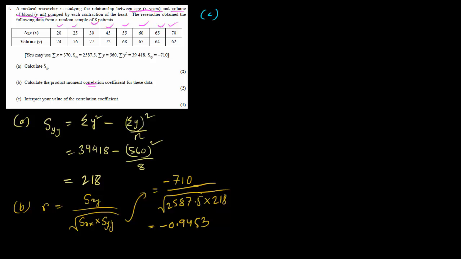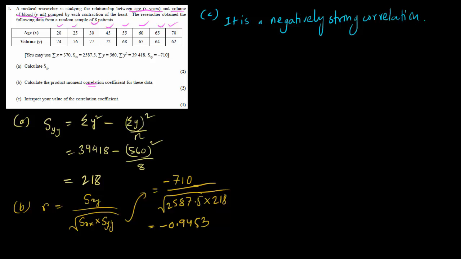Interpret your value of the correlation coefficient. So you have to interpret. So there is a rule for this. The first thing you write is what type of correlation it is. So you write whether it is positive or negative, and then you write what the strength is. If it is closer to 1, the strength is strong, as it is in this case. So we can write it is a strong negative correlation.